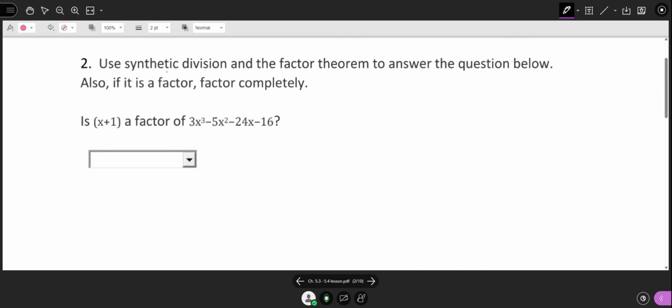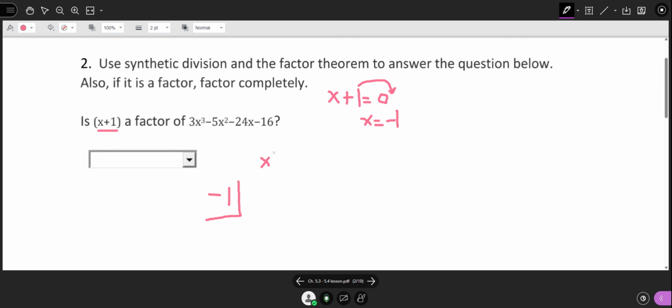So then it says, use synthetic division and the factor theorem to answer the question below. Is this a factor of that? The factor theorem says if your remainder, that's the thing that was in the box, if your remainder is 0, then this is a factor. In other words, it divides evenly into it. So I have to take x plus 1 equal to 0. Move it across the equals. So then that's negative 1.